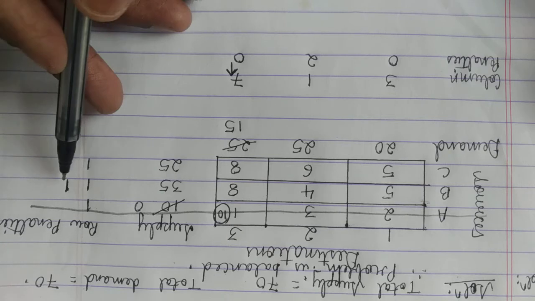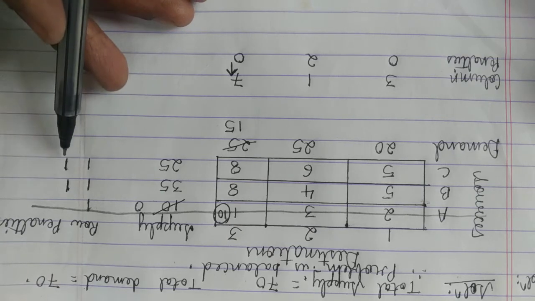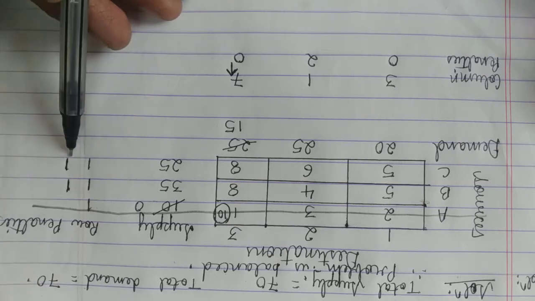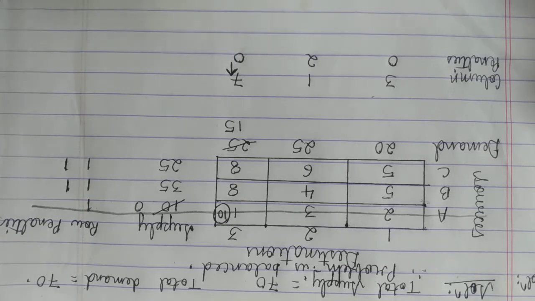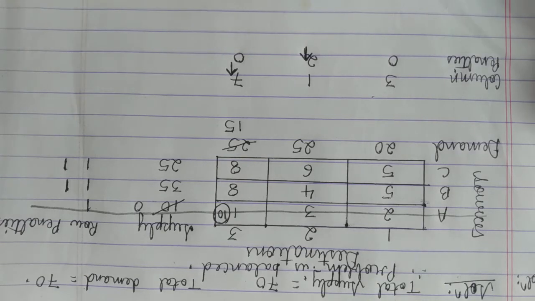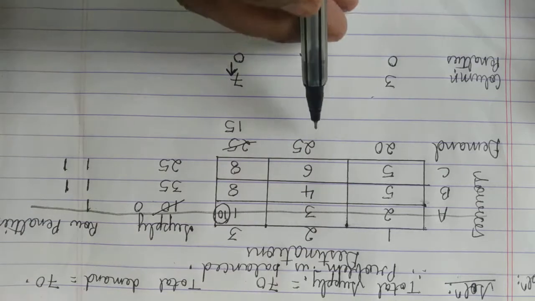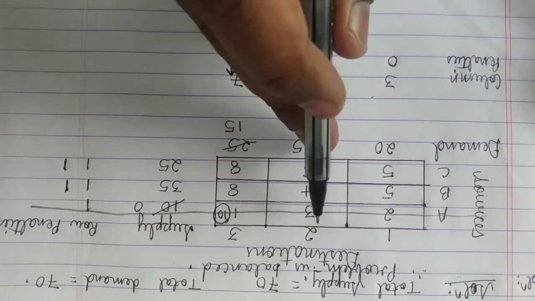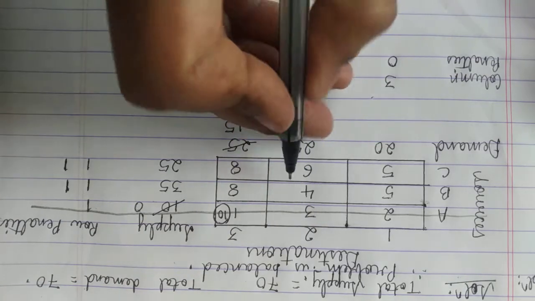So which is the maximum penalty? The penalties are 1, 1, 0, 2, 0. So the maximum penalty, where you have to allocate, is here, right? That means in this column. In this column, which is the least element remaining now? That is 4. So you have to allocate here.